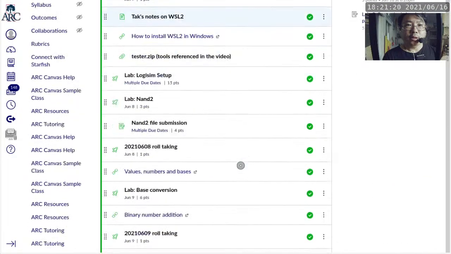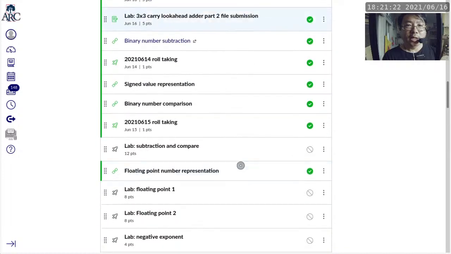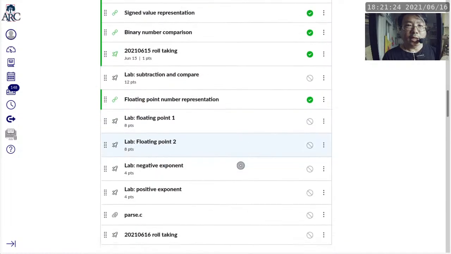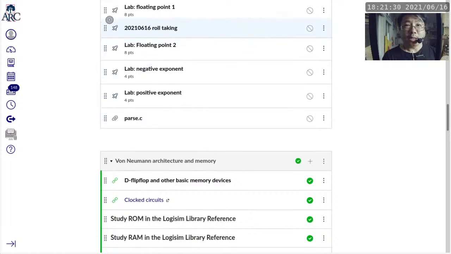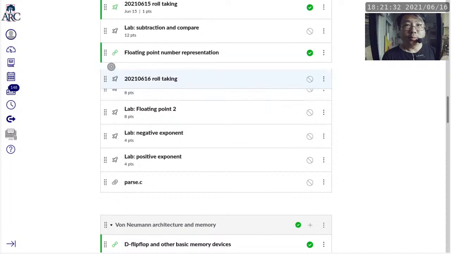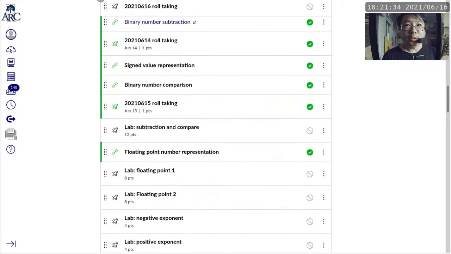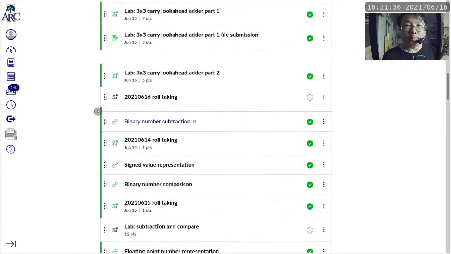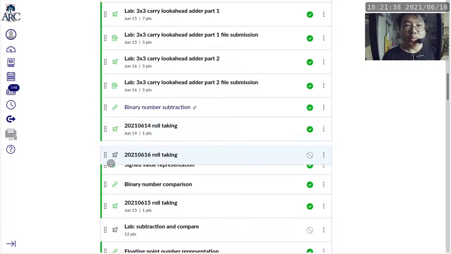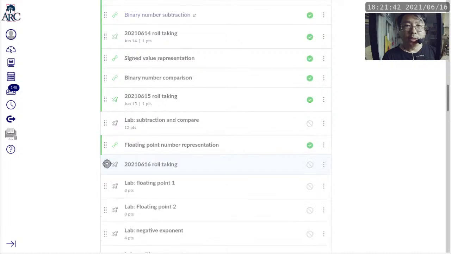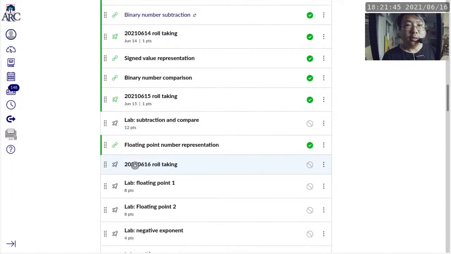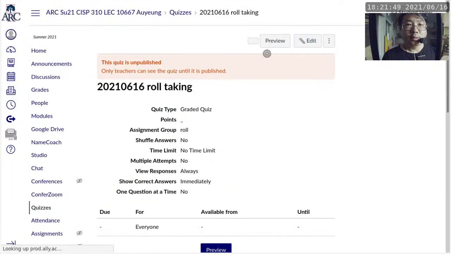Unfortunately, every time I add an activity, it always adds it to the end of a particular Canvas module. So now I have to move it all the way back to where it is supposed to be, which is right around the topic that we are on at this point. Oh, okay, I went a little bit too far. There we go. So I'm going to move it here. You can't see it yet because I have not released it yet.